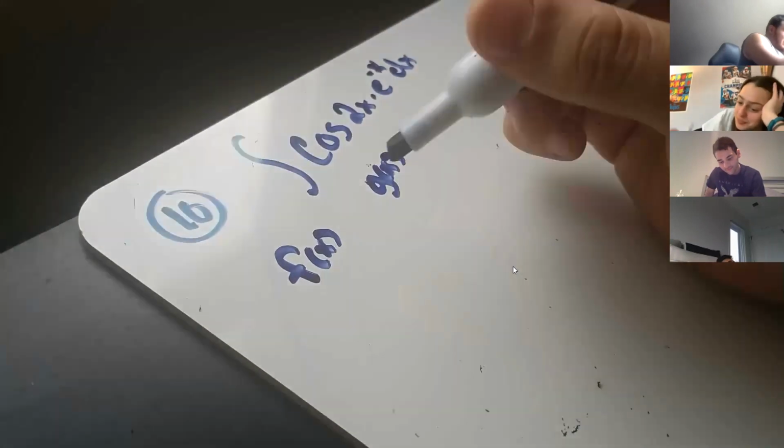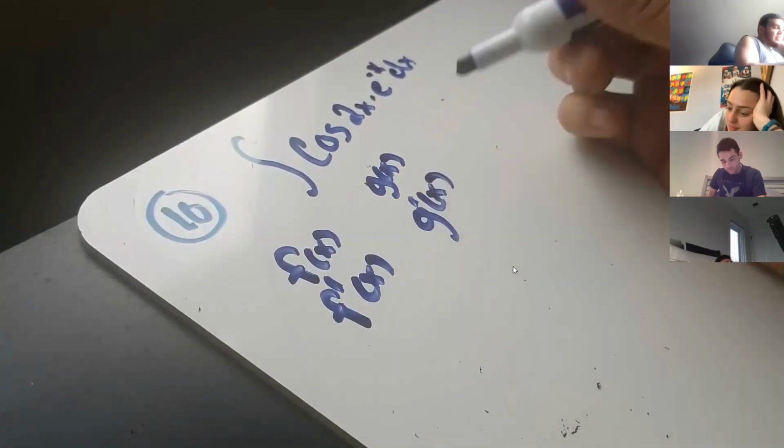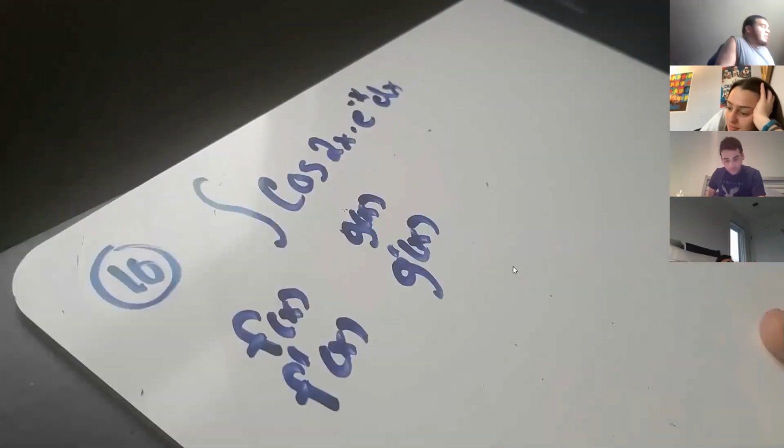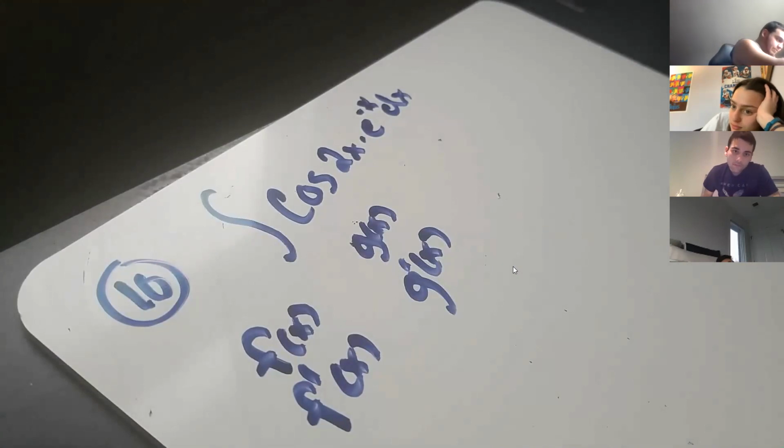So f prime of x and then g prime of x. So let's look at this carefully. Now, no matter how many times I integrate e^x, it's just going to keep becoming e^x. So definitely that's not the one I'm deriving. So why don't we take a shot and make it cosine 2x.